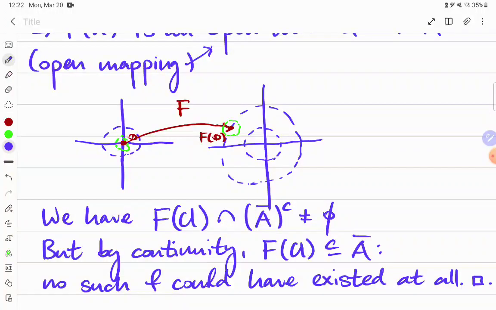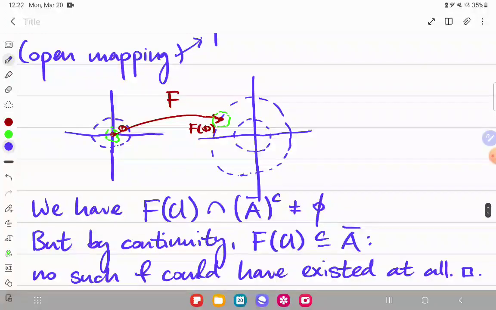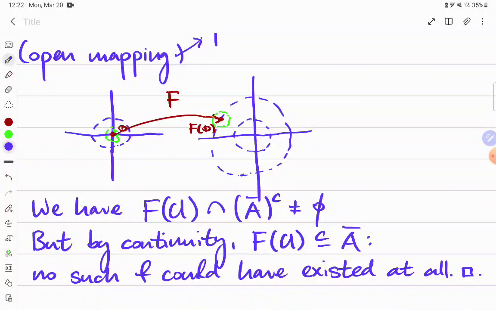we know that it has to map the whole punctured unit disk, that is all the values outside 0 but still inside this green ball, to points inside the annulus. Hence, no such function little f could have existed in the first place, and this gives us our result, that this punctured unit disk and the annulus are not conformally equivalent.